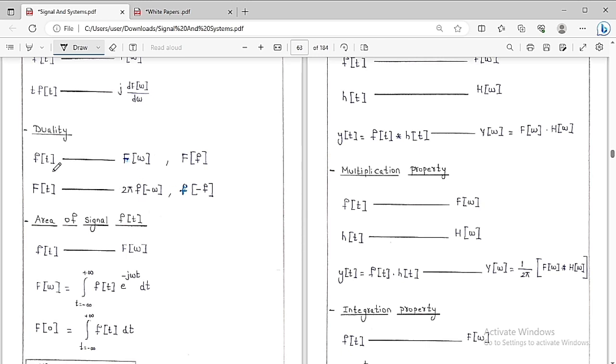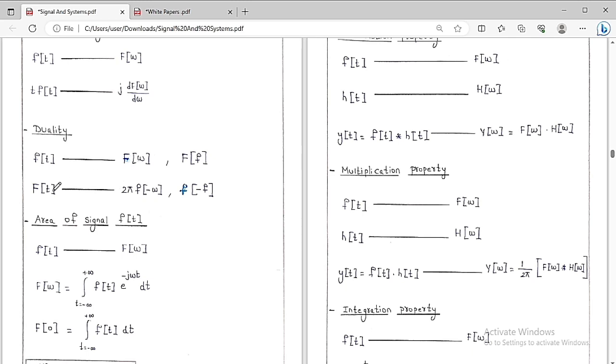So therefore, listen carefully. Basically, what is the meaning of duality? Suppose for a given f of t, you got the Fourier transform signal. In the Fourier transform signal, I want to keep it as it is in the time domain. So whatever the frequency domain signal I got, same signal I want to keep in time domain. Then the corresponding Fourier transform is 2 pi into small f of minus omega, meaning replace t by minus omega and multiply by 2 pi.